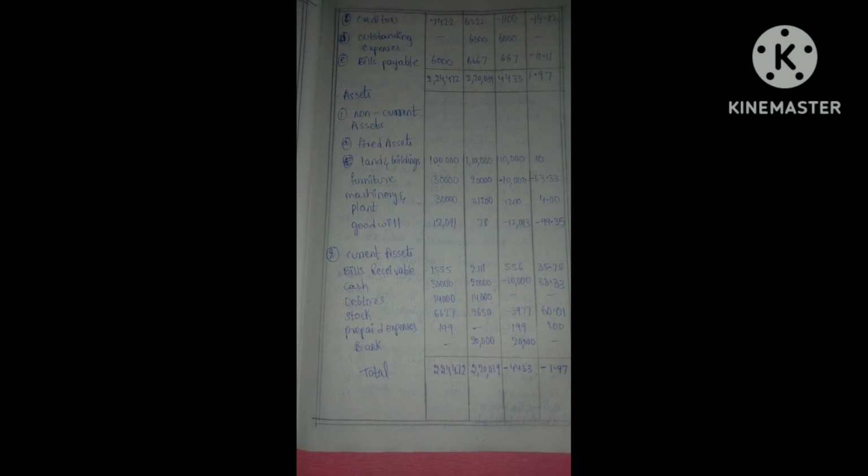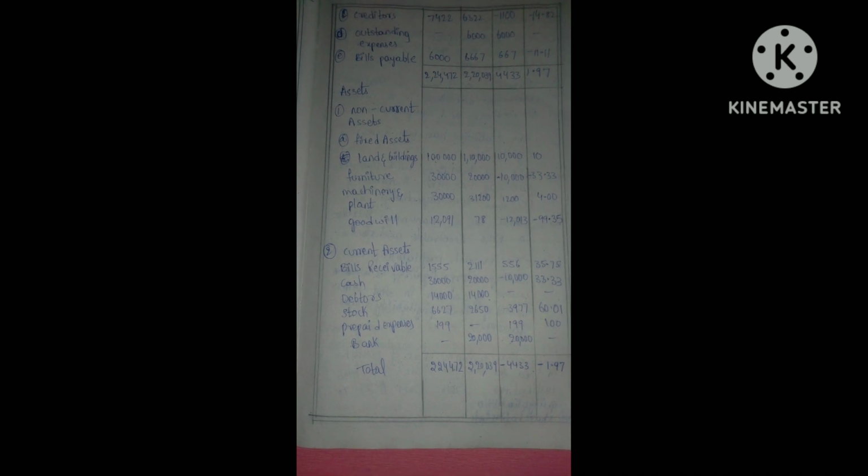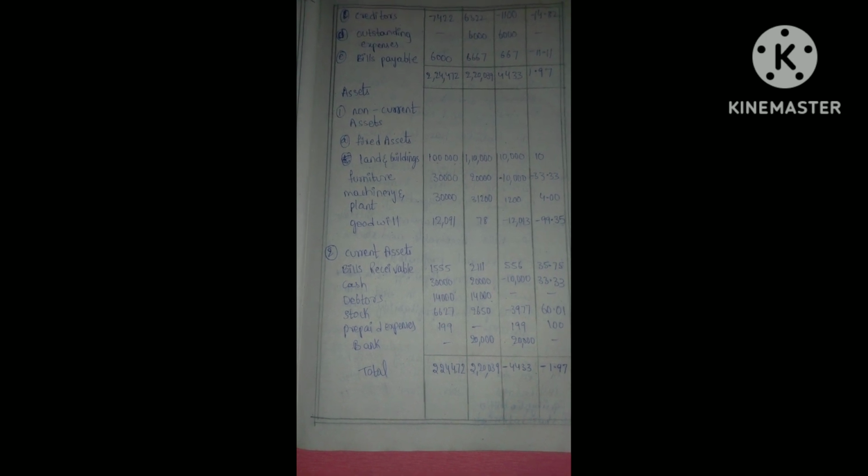So after totalizing assets we will get 2,24,472 and 2,20,039, and absolute change is minus 4,433 and percentage change is minus 1.97.